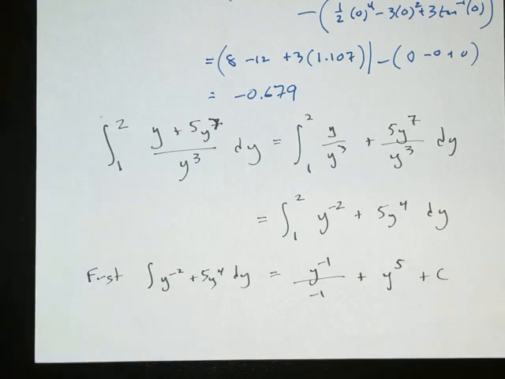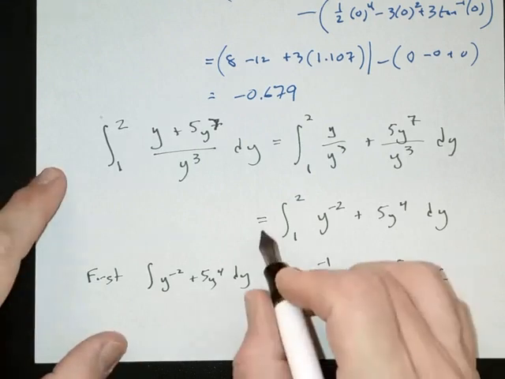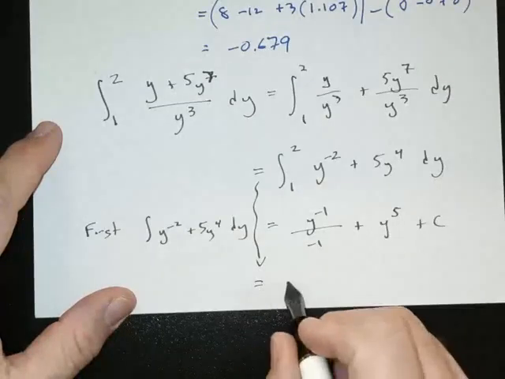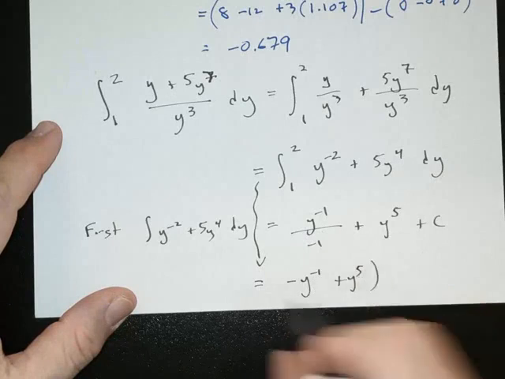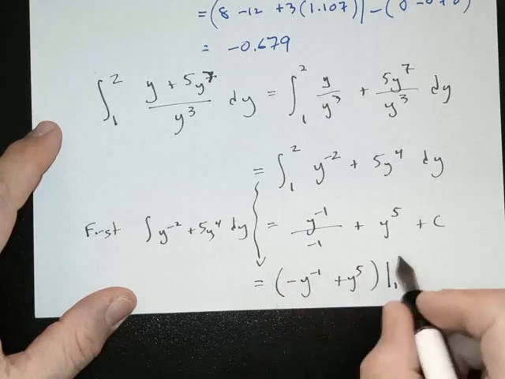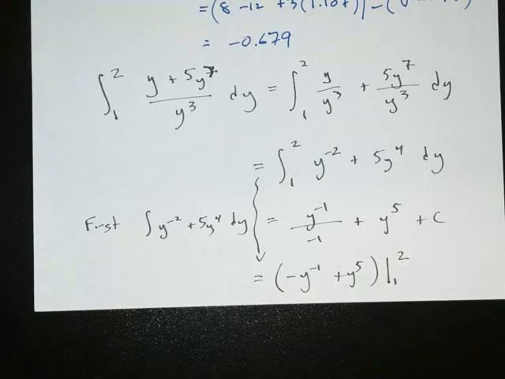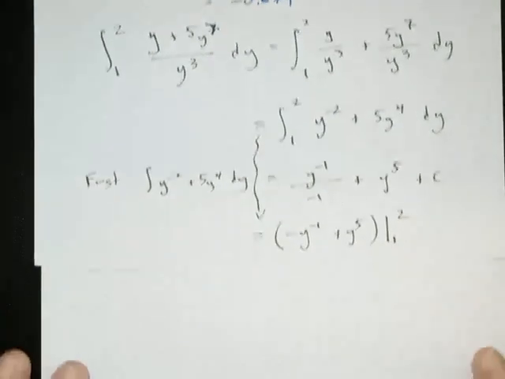And I have to put the plus c on this because it's an indefinite integral. And that means that now I can do this. And that's negative y to the negative 1 plus y to the 5th. And now I can turn the c into a 0 because I'm doing a definite integral. I can use any constant I want.